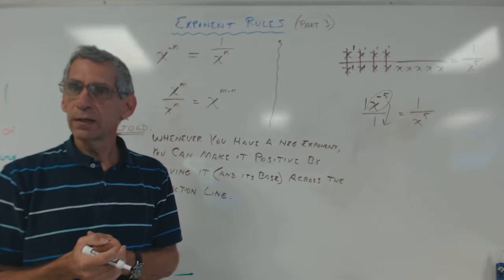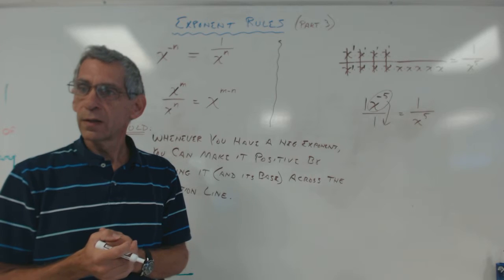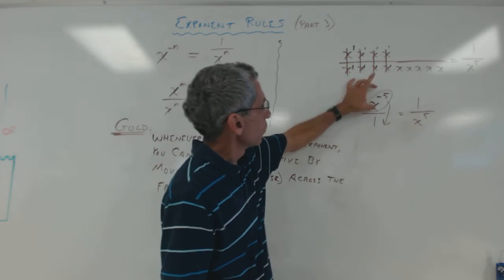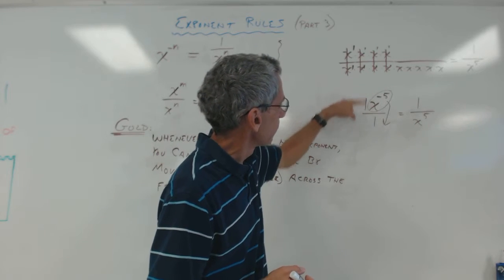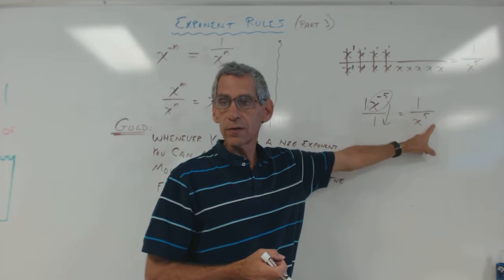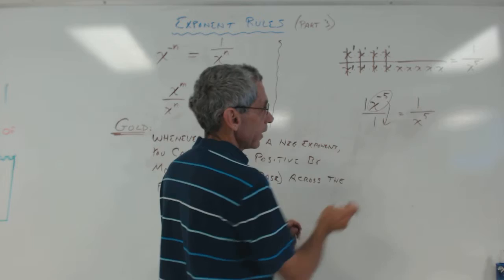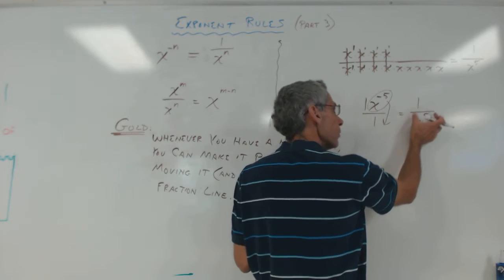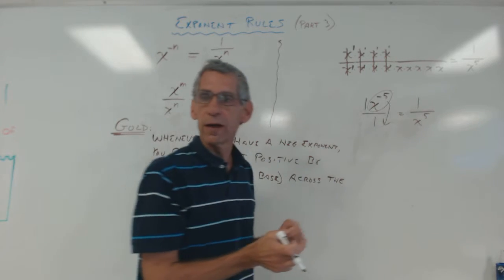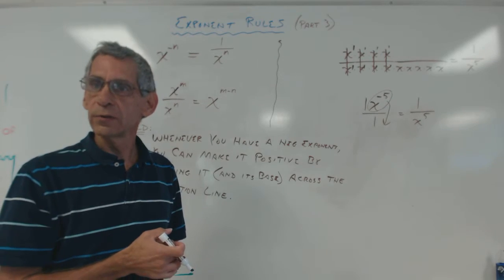Did you see what I did? All I did was move it across this fraction line, boom, and it becomes a positive exponent. It's as simple as that. If I wanted to make this a negative exponent, I'd move it back up again. It would be x to the negative 5. See what I'm saying?